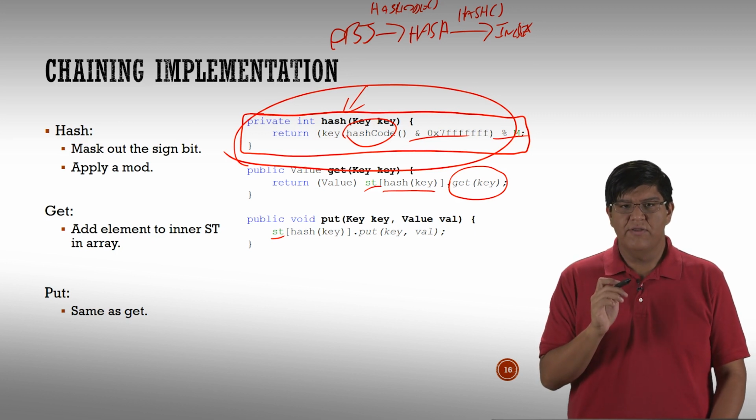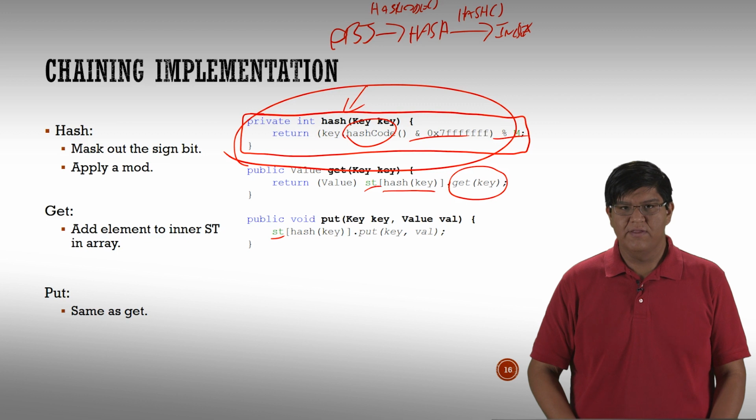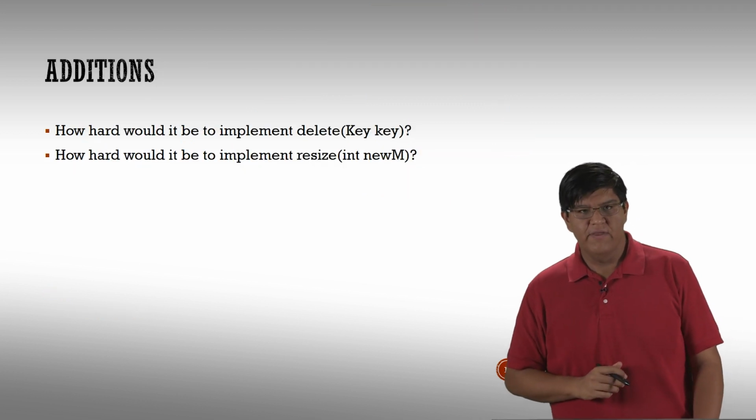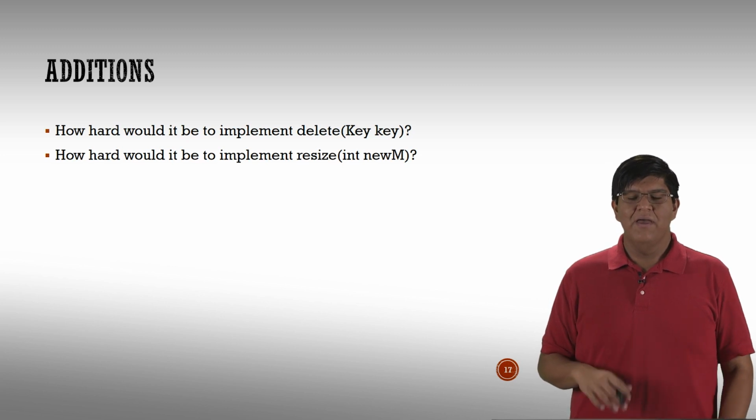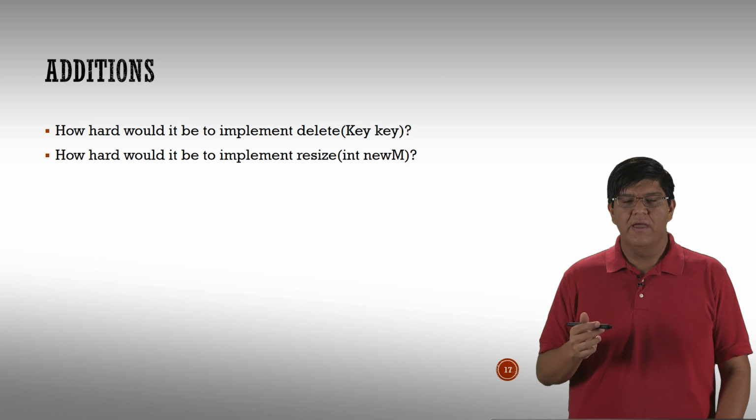Now, before we move on to other topics, I have a couple of questions for you on this. First of all, thinking about this code, you may want to, after I talk through this, pause the video and then jump back to the code. Thinking about this, how hard would it be to implement something like delete of key here? What do you think?